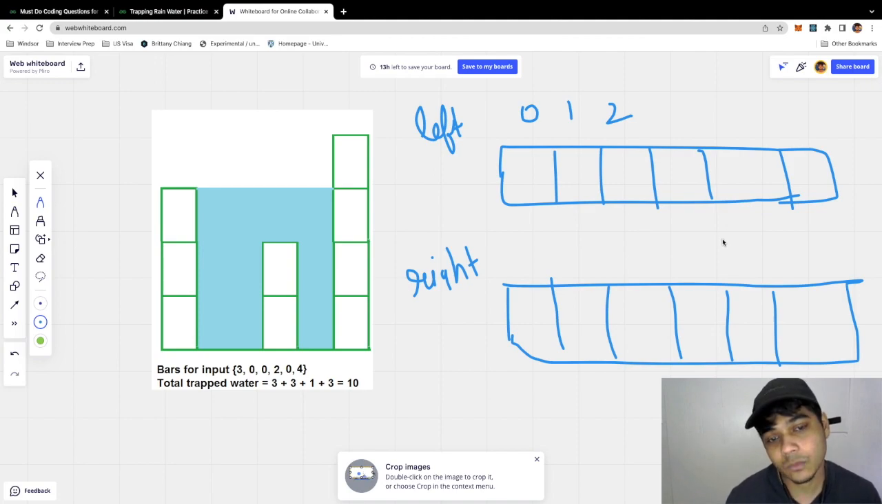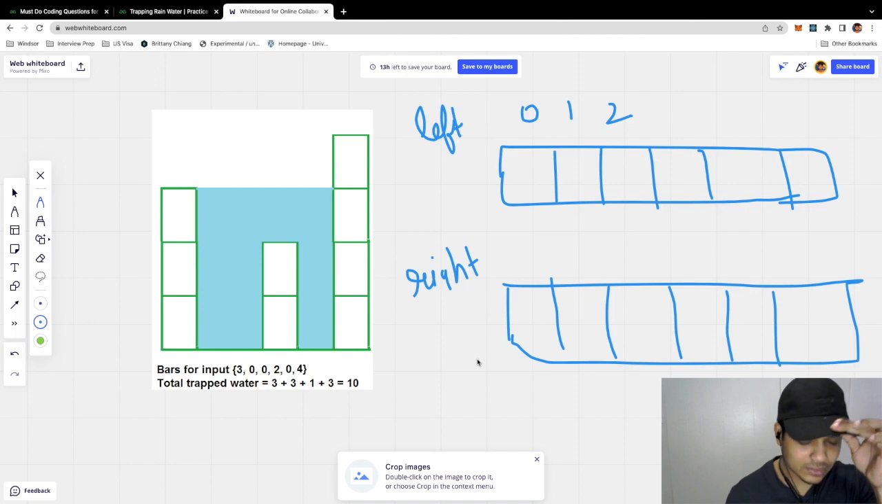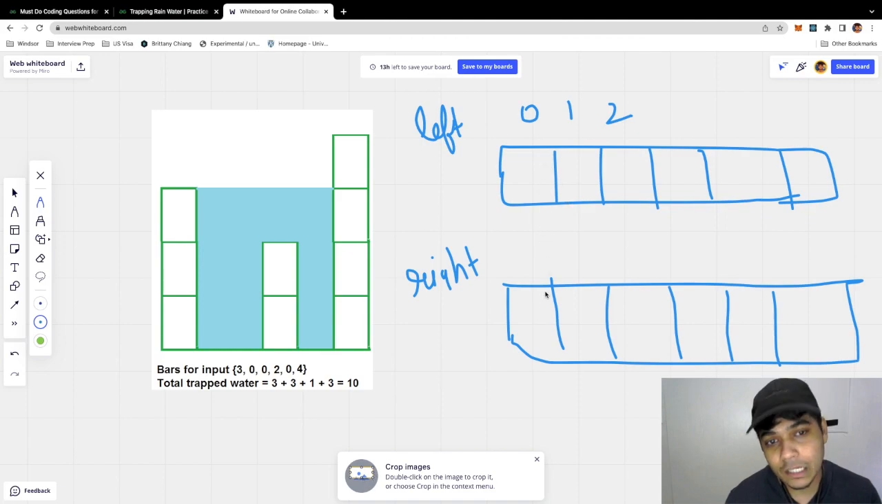Similarly for right, we are going to store the rightmost tallest element. In this case, even if we take position 2 here, the rightmost tallest element is the last one, because it has 4 blocks, and the one before it has 2 blocks, so we are going to take the maximum one. Once we have these 2 arrays, we need to iterate again through all these 6 elements, find the minimum of left and right, and then subtract from it the height at the position that we are iterating on.